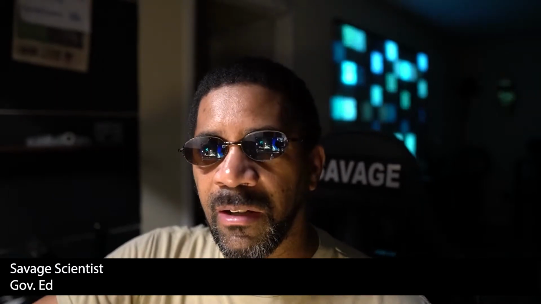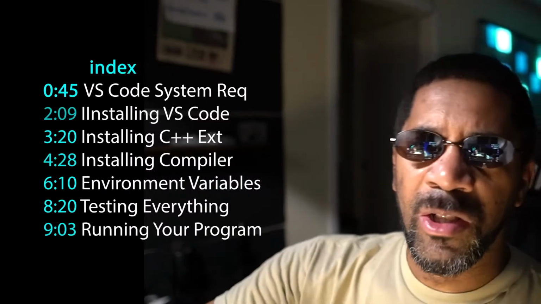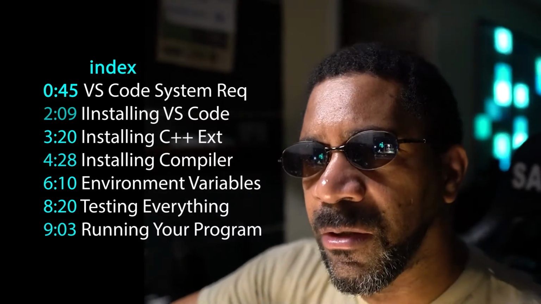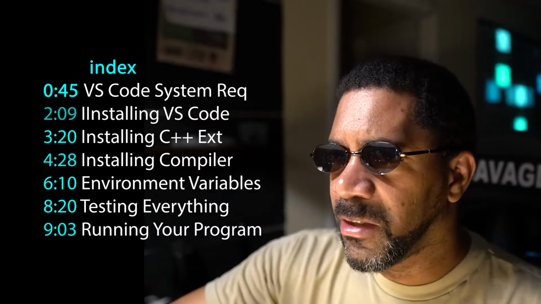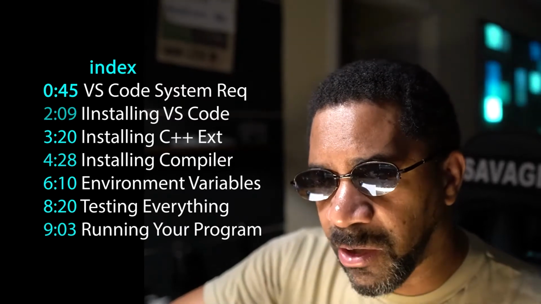Today I'm going to be talking to y'all about how to install Visual Studio Code on your Windows PC. And we're doing that for the C++ language. There are not too many steps in this process. So let's get started. Here go the timestamps for this video, so you can follow in order or skip to the part that you need to see. Let's start off with the system requirements.